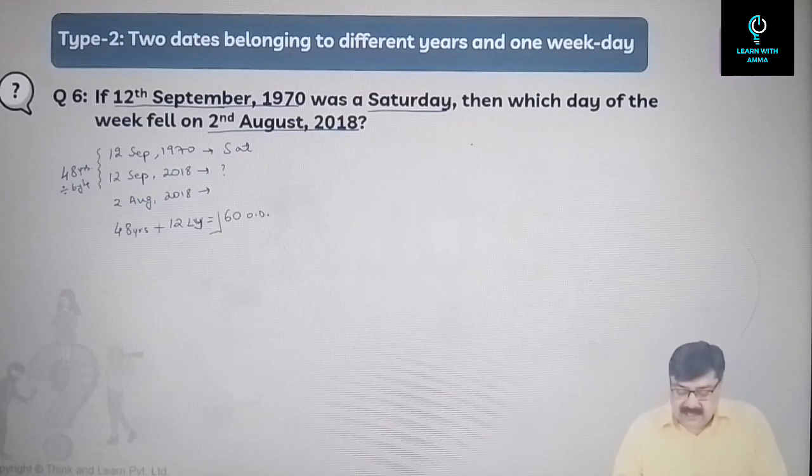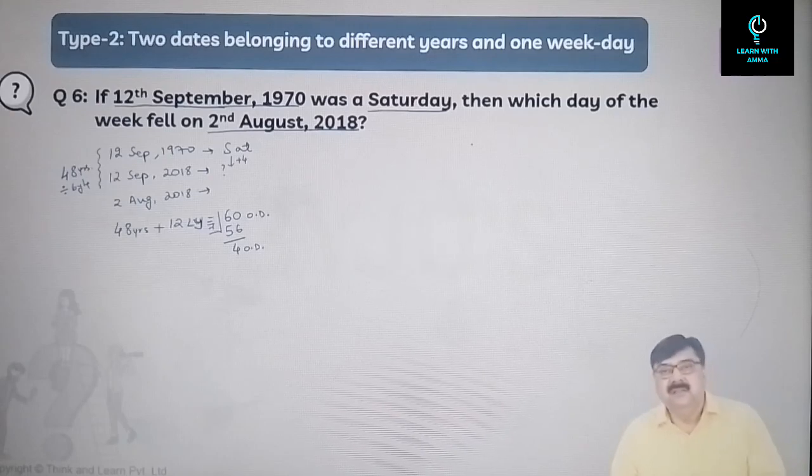Now 60, again, we will divide by 7 because this is greater than 7. So 60 divided by 7 goes by 56. We are left with 4 odd days. So from Saturday, we will go 4 days forward. Sunday, Monday, Tuesday, Wednesday. So we get a Wednesday here. Now our question is reduced to this much. That is 12 September 2018 is a Wednesday. Then 2nd August 2018 is what day of the week?